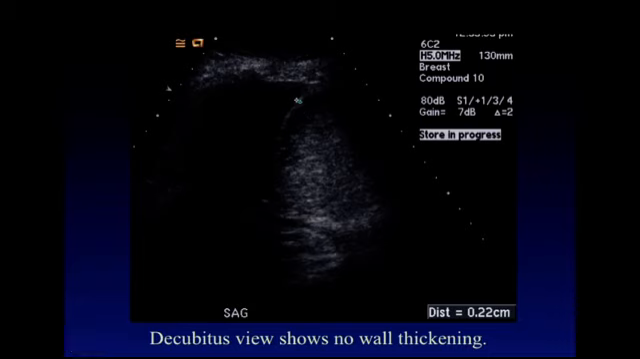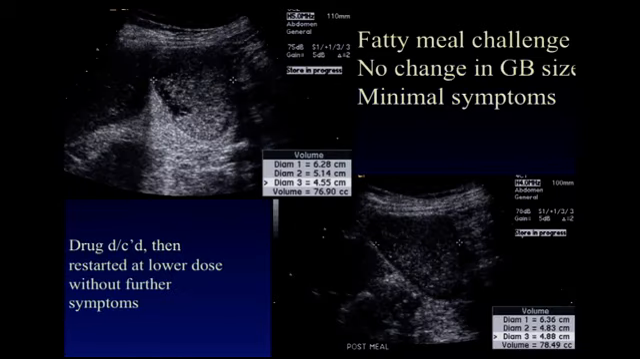So we suspected that there was something interfering with emptying of the gallbladder, so we gave her a fatty meal challenge. And when we look here at the volumes before and after, we can see they're absolutely unchanged. So this again proved that this was just biliary stasis, and somehow the drug was interfering with gallbladder emptying. So basically stopped the drug and then just restarted on a lower dose, and the patient was able to continue on with her chemotherapy without any further symptoms.